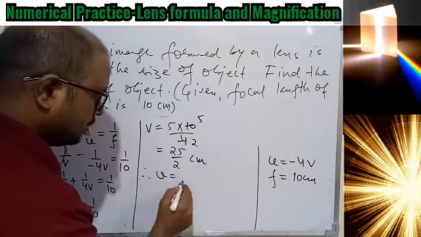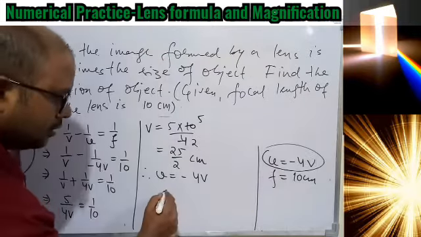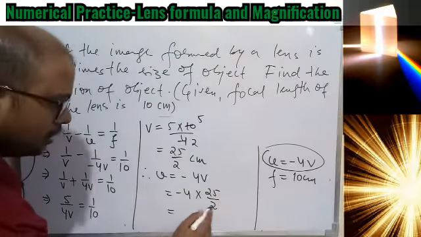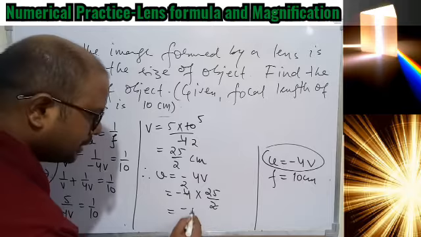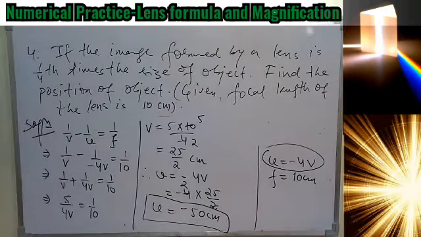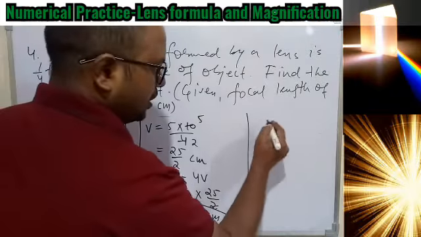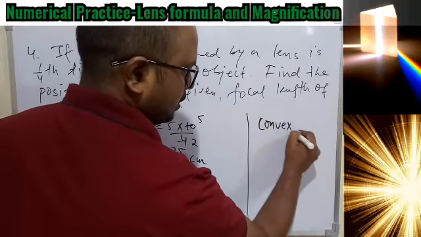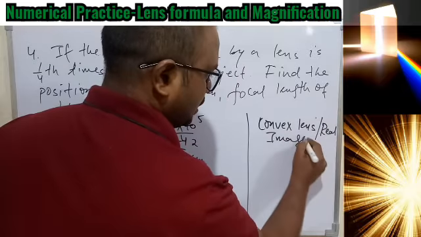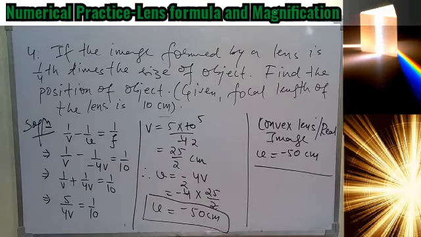Therefore U will be how much? According to the equation, U is equal to -4 times V, and this will become -4 into 25/2. So this will become -2 into 25, that is -50 centimeter. So we got the very first thing, I'm writing this here: for a convex lens and real image, if you take this condition, then U will come minus 50 centimeter. Okay, so I hope you understood.